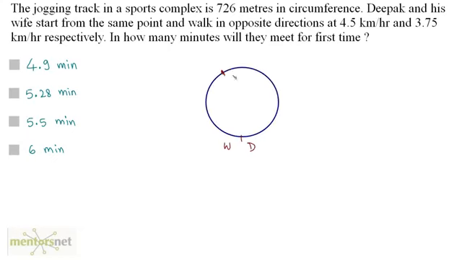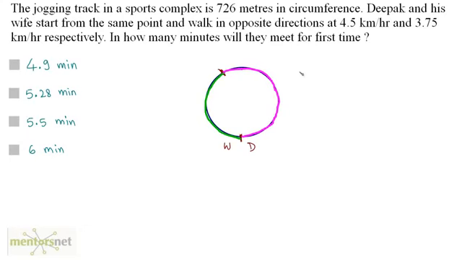Now let us assume that this is the jogging track and Deepak and his wife start from this point and they meet at another point here. So the distance traveled by his wife is indicated by this green line, and the distance traveled by Deepak is indicated by this pink line. Well, it is clear that both of them combined travel 726 meters, because his wife and Deepak go in opposite directions, and when they meet they are basically 726 meters apart because 726 is the circumference of this track.